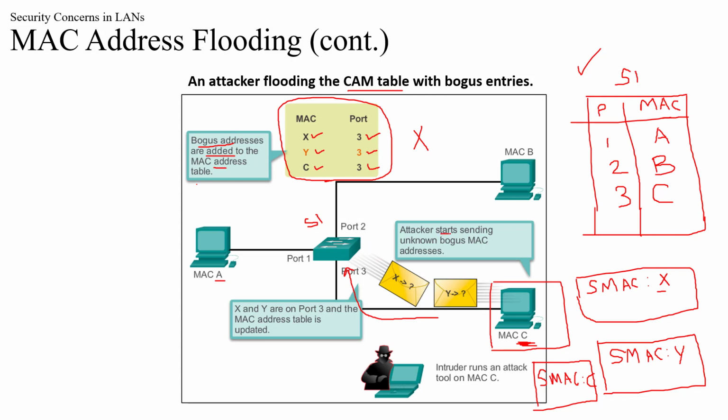The attacker starts sending unknown bogus MAC addresses. Bogus means fake, false. Then X and Y, we know X and Y are on port number 3, and the MAC address table is updated. So now we have completely fake data in the MAC address table. That means your switch has been cheated. The attacker cheated the switch. So the switch is thinking, X is connected in 3, Y is connected in 3 and C is connected in 3.